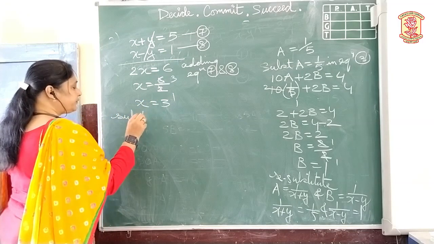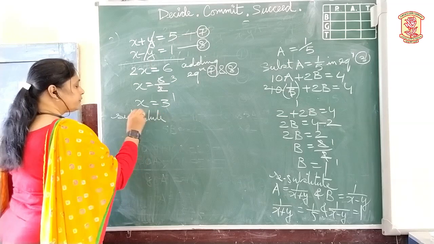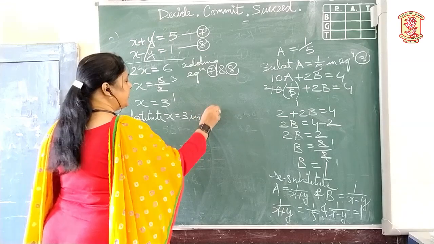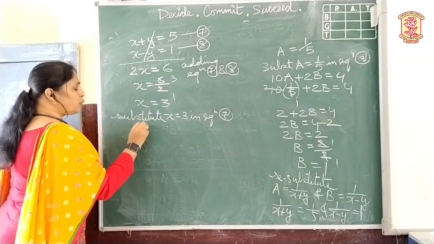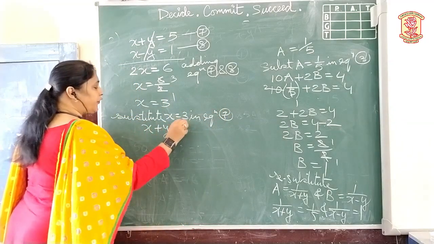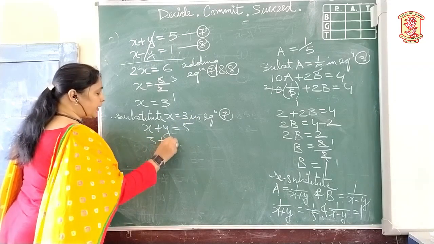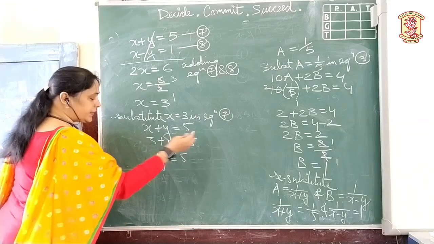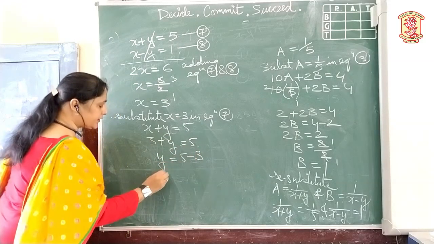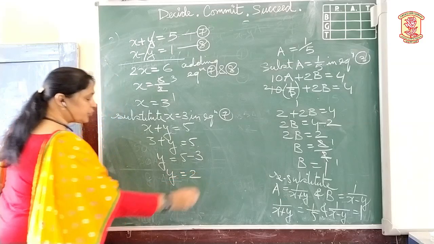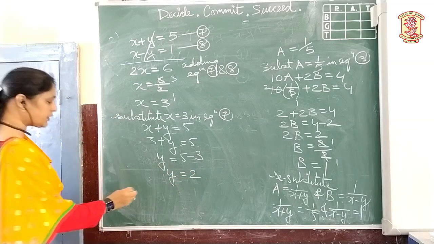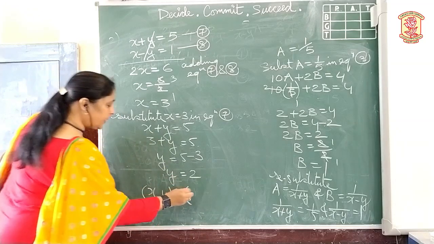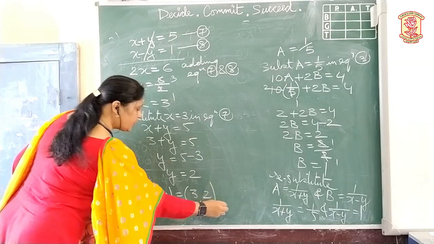Substitute x equals 3 in equation 7. The 7th one is x plus y equals 5. So we get 3 plus y equals 5. So the value of y will be 5 plus 3; when it goes on the other side, minus 3. So the value of y is 2. So what is the solution for the given equation? The value of x, y is 3, 2.